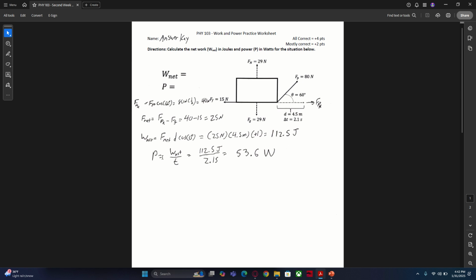Naturally, power will just be the net work divided by our time of this transition. Well, the work we calculated was 112.5 joules. We're told that the change in time for this entire transition is 2.1 seconds. So 112.5 joules divided by 2.1 seconds gets us 53.6 watts of power. And that will be part 1 of your worksheet.